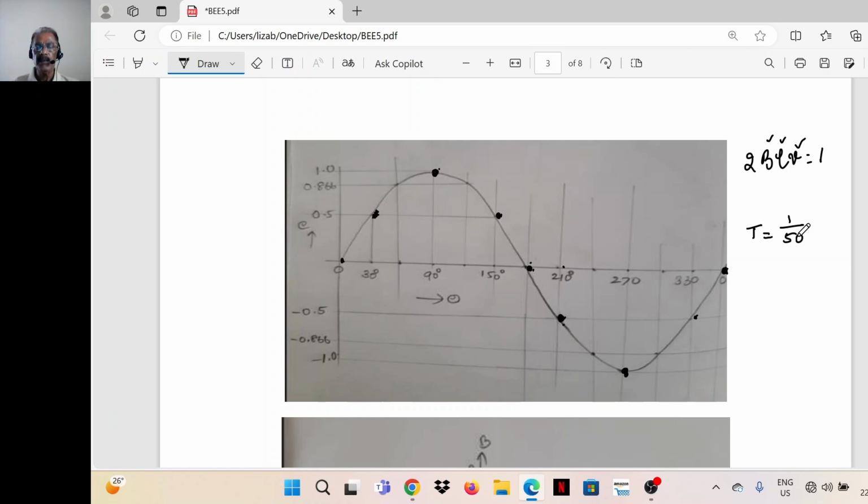The coil is making 50 revolutions per second. That means the waveform is completing 50 cycles in 1 second. So what is the time to complete one cycle? 1 by 50 seconds. So the time for the coil to move from this point to this point is 1 by 50 seconds, or 0.02 seconds. So the time to complete half cycle is 0.01 seconds.